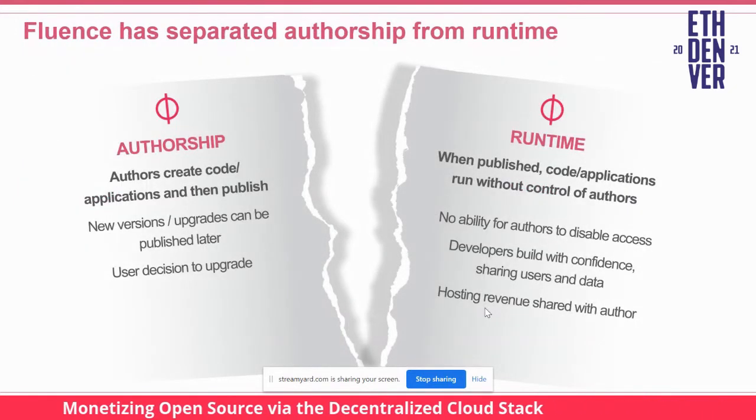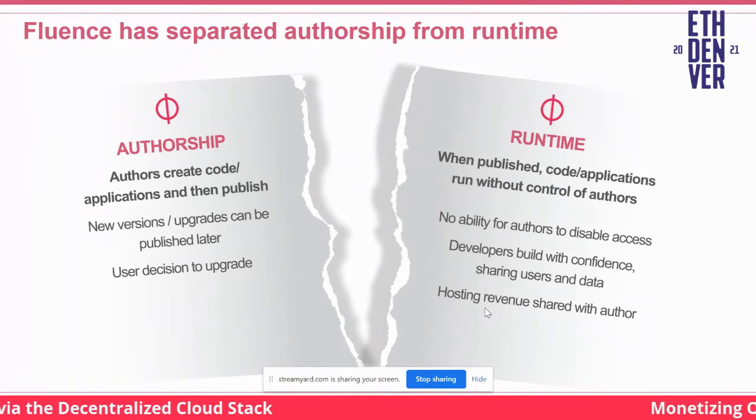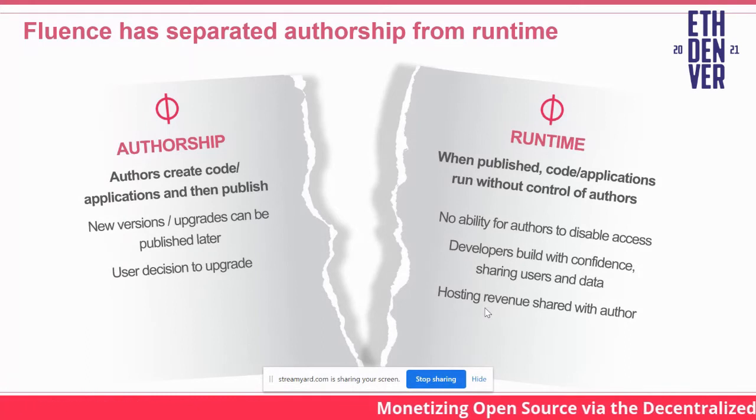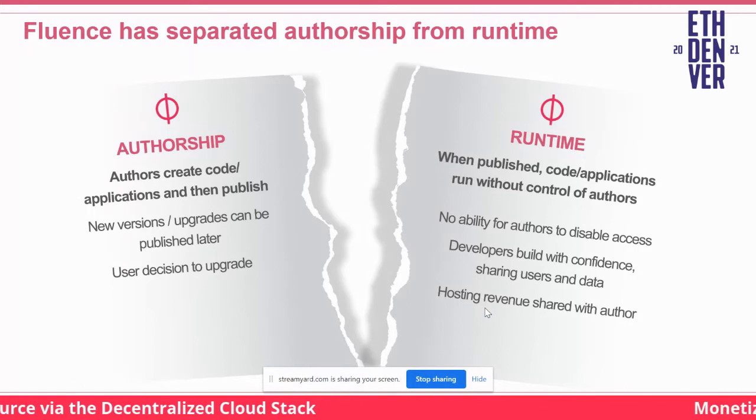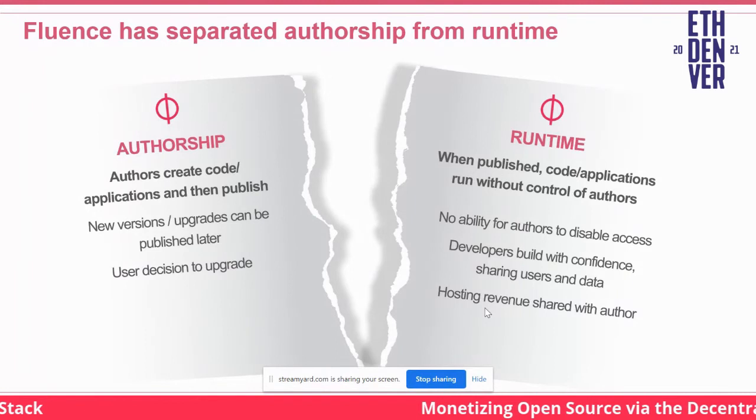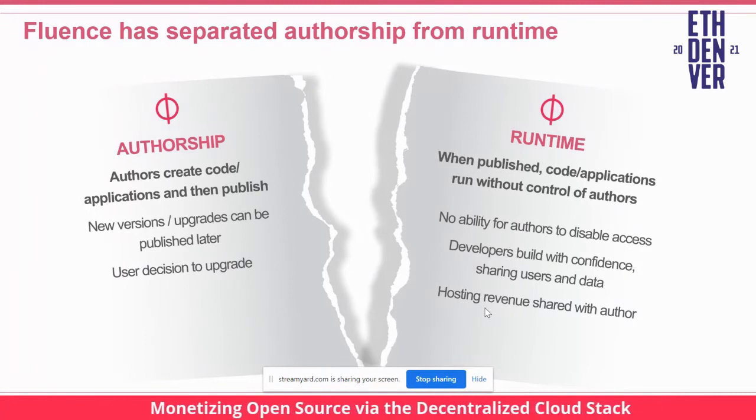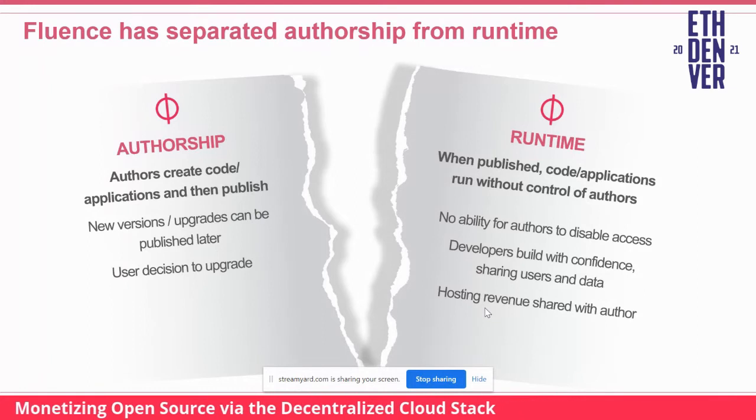Another way to look at this is we separate authorship from runtime. I think that's relatively standard in open source, of course, but I'll mention it because it's a little different here because of the hosting revenue. If you are a developer and you want to create code, you create these applications, you publish, and once you've published, that's out there, it's gone. Same thing as in the existing world. If you want to publish an upgrade, you can do that. That's a different piece of code. It's a different license. It's a different permission out there.